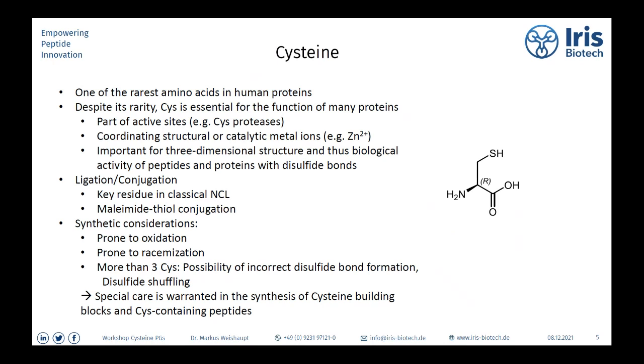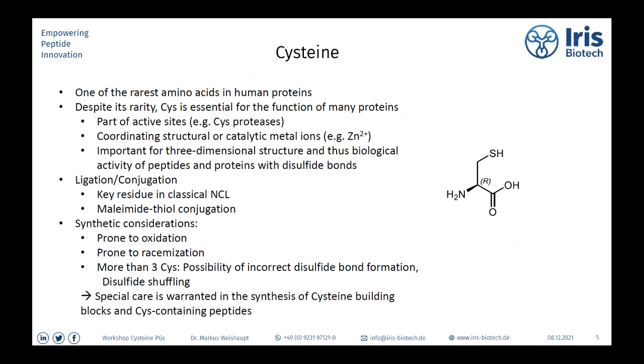And it can also be important for the three-dimensional structure and thus the biological activity of peptides and proteins that contain disulfide bonds. In the fields of ligation and conjugation, of course, cysteine is the key residue in the classical native chemical ligation and is also frequently used for maleimide thiol conjugation chemistry.